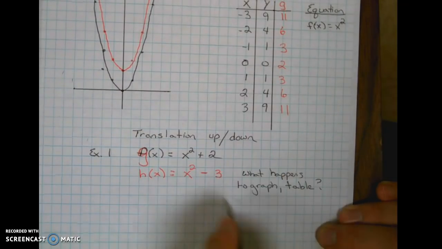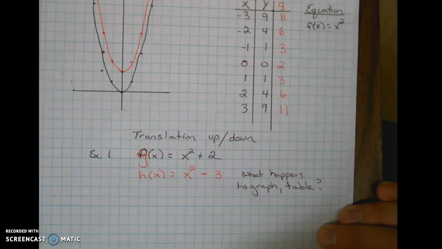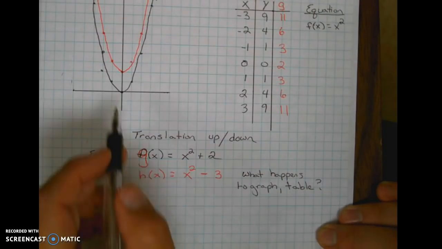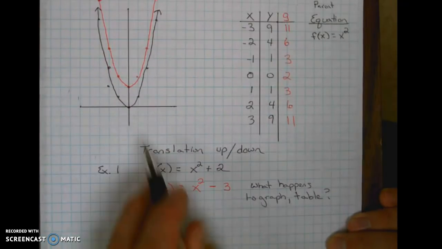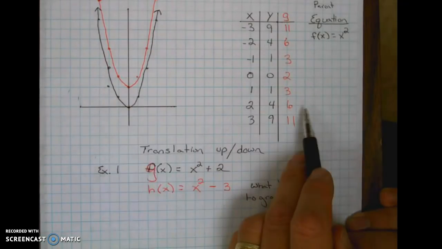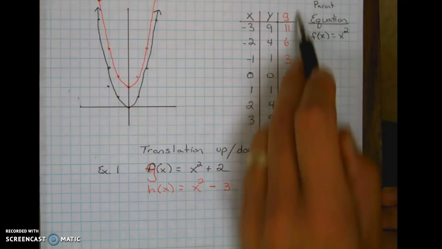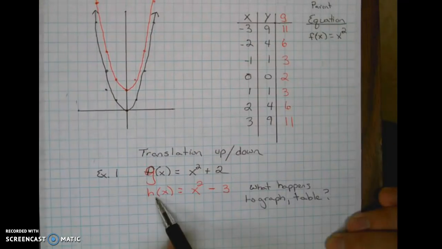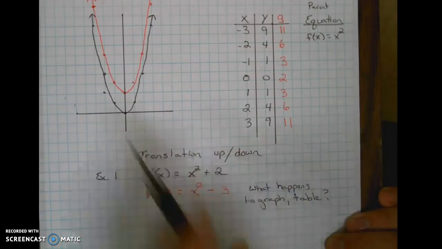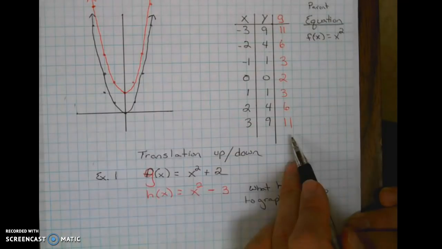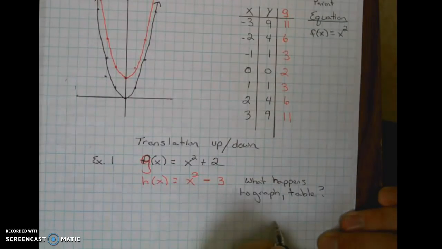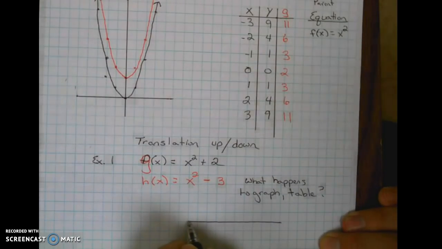And that is your question for tomorrow. Please make sure that you graph this function on your graph. Please add another column here for function h and explain what happens to the graph and what happens to the table in a paragraph form or a sentence down below.